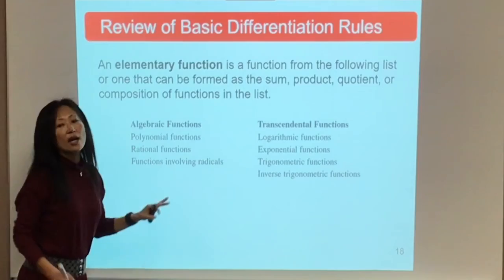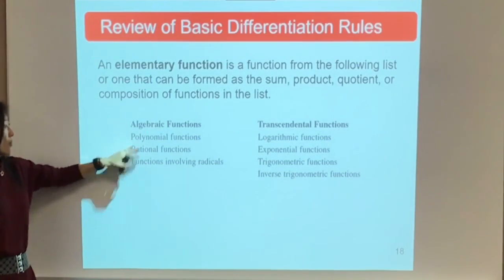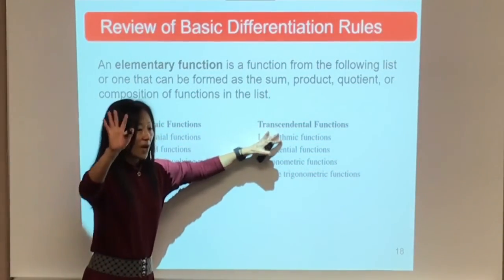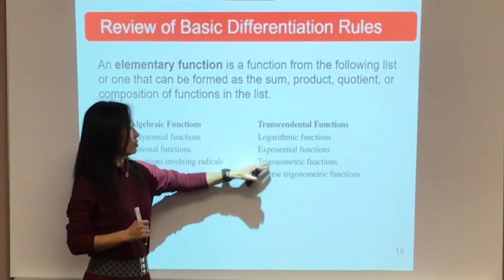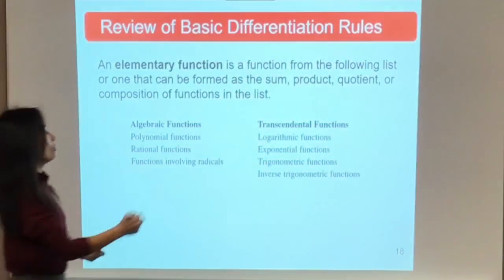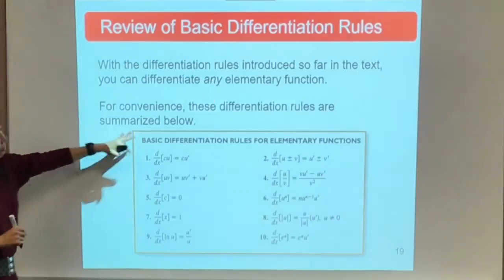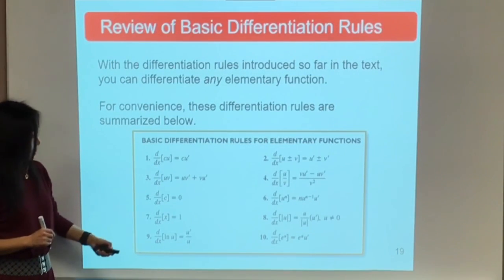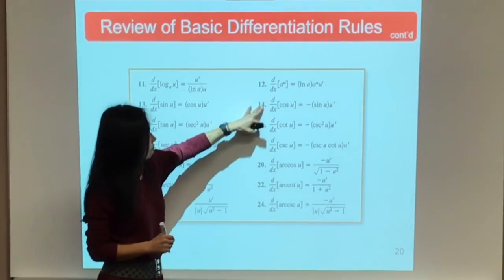All right, review of basic differentiation rules. We're just going over everything we have learned so far. We know about algebraic functions like polynomials, rational functions, and functions involving radicals. Those are all algebraic functions. Then in chapter 5 we learned transcendental functions, which are what? Logarithmic functions, exponential functions, trigonometric functions, and inverse trigonometric functions. So chapter 5 is all about transcendental functions. This is all the review. Everything you learned from chapter 1 through 4. This is what you learned in chapter 5. And actually this one you learned previously.